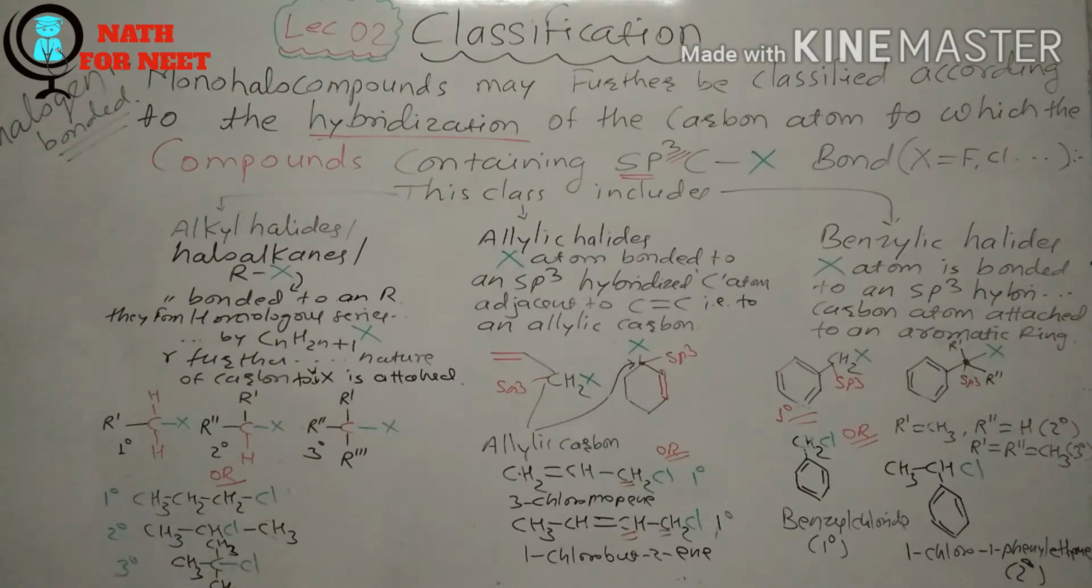Here this is the second degree alkyl halide, and here this is the third degree alkyl halide, because here the halogen is bonded to a carbon which is attached to two other carbons, and here the chlorine is bonded to a carbon which is attached to three other carbons. So this is the third degree. The name of this one is 2-chloropropane, and for this one we have to consider this chain or this chain.